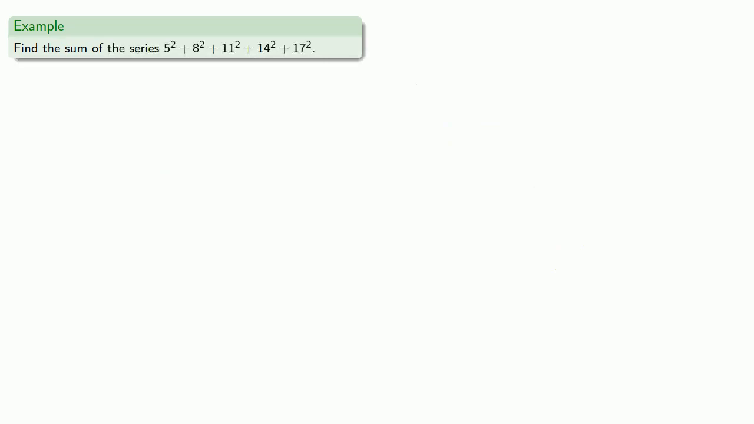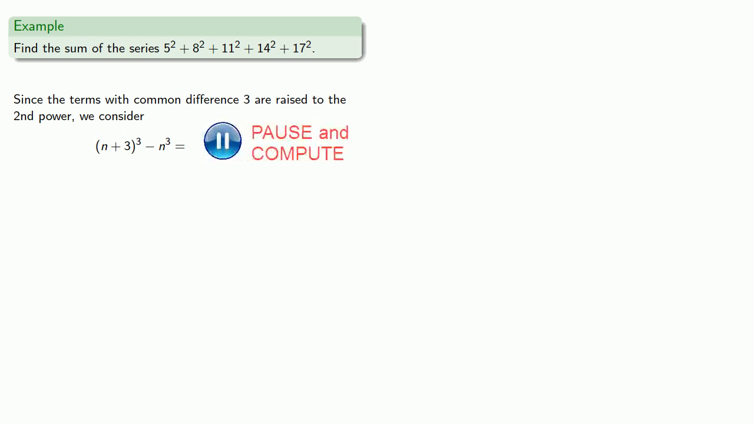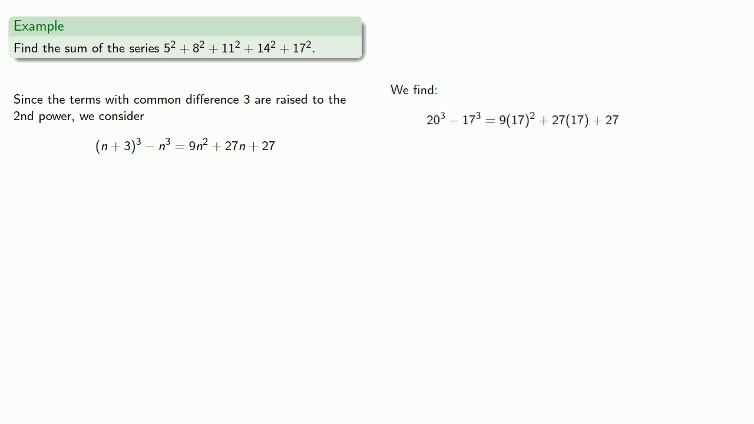More importantly, Pascal's method gives us a way to find the sums of the powers of terms in an arithmetic sequence. So let's find the sum of the series 5 squared plus 8 squared, and so on. Since the terms with common difference 3 are raised to the second power, we'll consider the difference between the third powers of n plus 3 and n. And we'll find our differences. So the next term that we didn't include is 20 squared. So we'll start by finding 20 cubed minus 17 cubed. And all the rest.